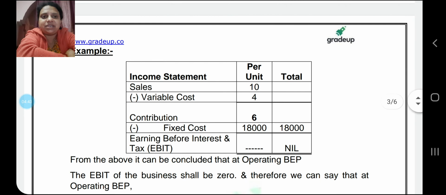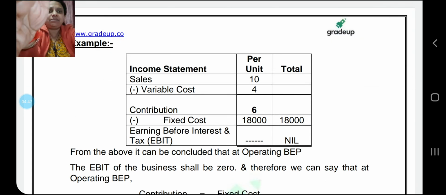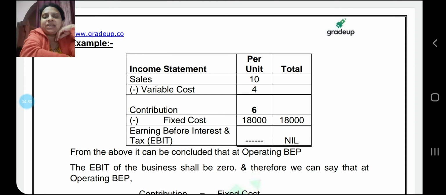So now there is a question in front of you. आपके पास sales दे रखा है, आपके पास variable cost दे रखी है 4, sales per unit is 10, contribution आ गया 6, means contribution is sales minus variable cost will give you your contribution. In this case the contribution is 6.